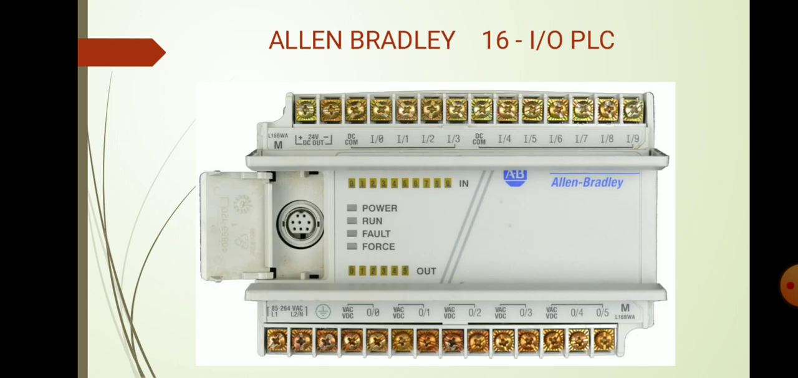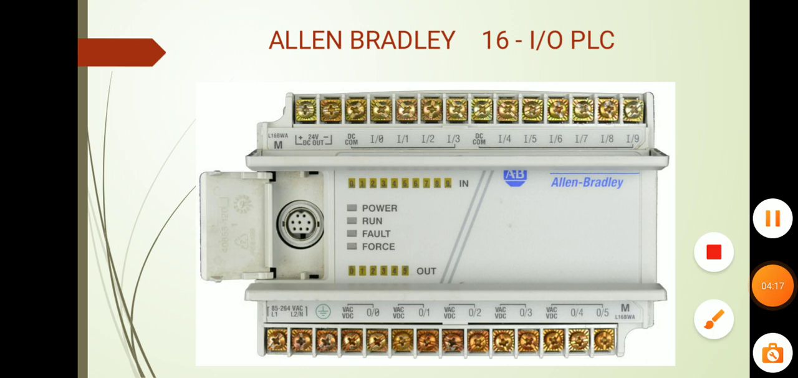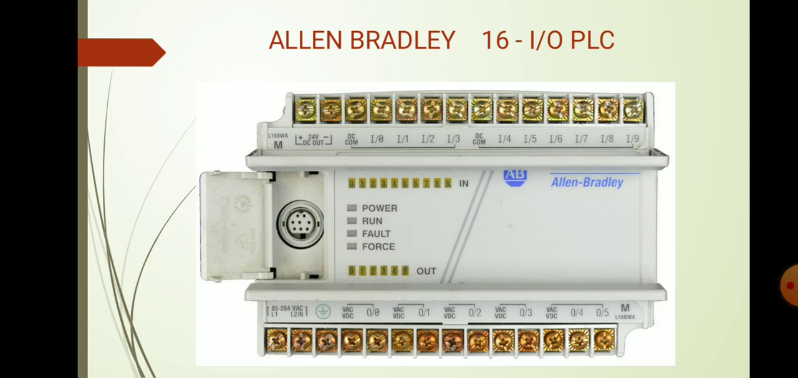This is the picture of an Allen Bradley. It has a 16 IO PLC. It means 16 inputs and outputs can be connected to the PLC. They have 10 input terminals and 6 output terminals, and it has a communication cable.